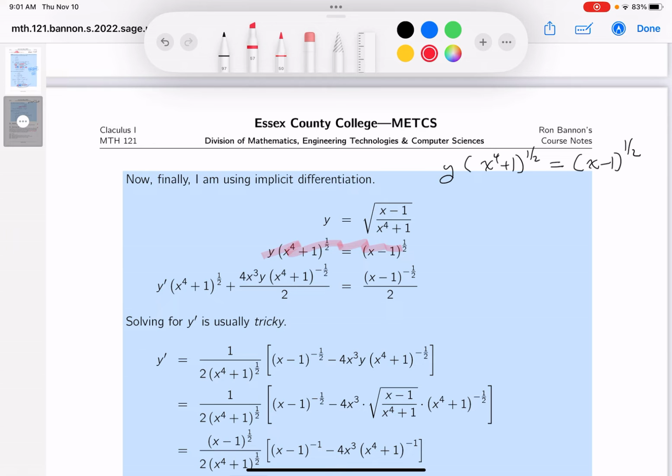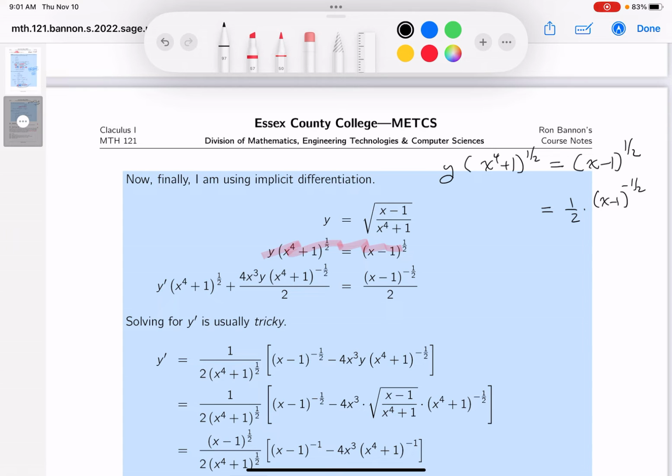That's going to be implicit. So I'm going to say the right side is really easy to do. The right side is going to be 1/2 times (x minus 1) to the minus 1/2. The left side is more complicated.